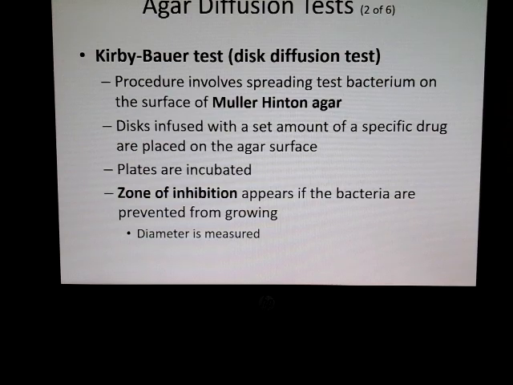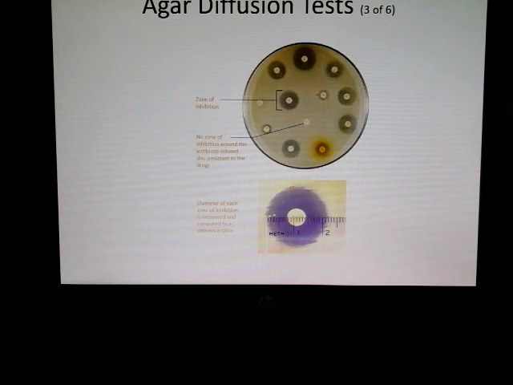So the antibiotic discs are put on top of a plate that's been spread with bacteria, and the antibiotic will actually diffuse out. And after you incubate, you will then measure what are known as zones of inhibition. A zone of inhibition is a clear area around the disc where no microbe is growing.